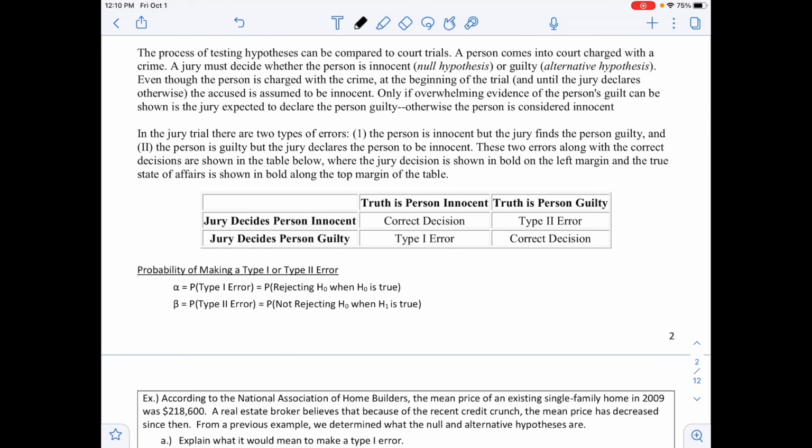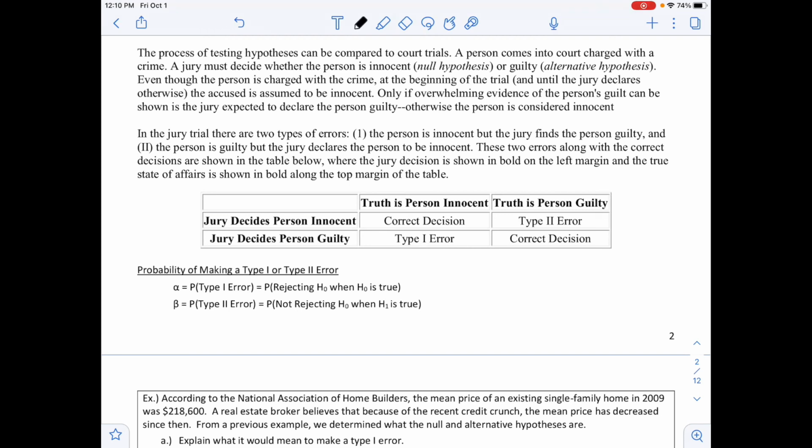This is the process of testing hypotheses can be compared to court trials. A person comes into a court charged with a crime, and a jury must decide whether the person is innocent, which is our null hypothesis, or guilty, which is our alternative hypothesis. Even though the person is charged with a crime at the beginning of the trial, and until the jury declares otherwise, the accused is assumed to be innocent. Only if overwhelming evidence of the person's guilt can be shown is the jury expected to declare the person guilty. Otherwise, the person is considered innocent.